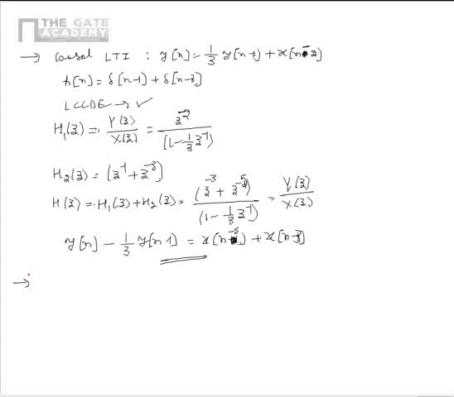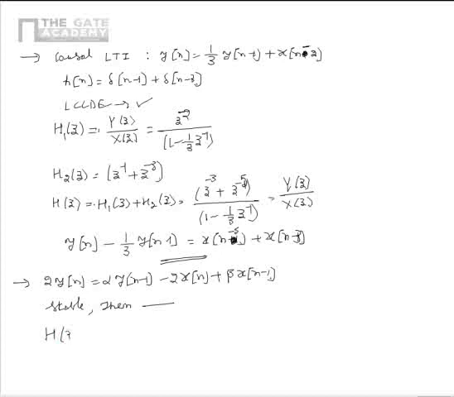Now let us consider another problem, as per which a causal LTI system is represented by the difference equation 2 into y of n is equal to alpha into y of n minus 1 minus 2 into x of n plus beta into x of n minus 1. It is given that the system is stable, then we need to find the condition that needs to be satisfied.